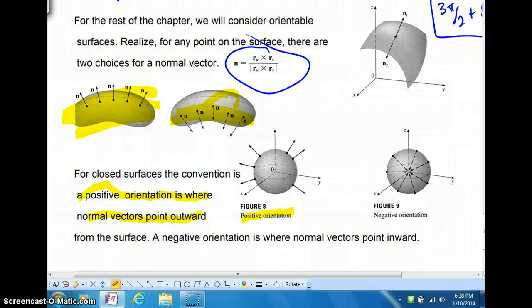But that's wrapping up surface integrals for today. We are going to pick up and really pour into some vector field applications, something called flux, next time.